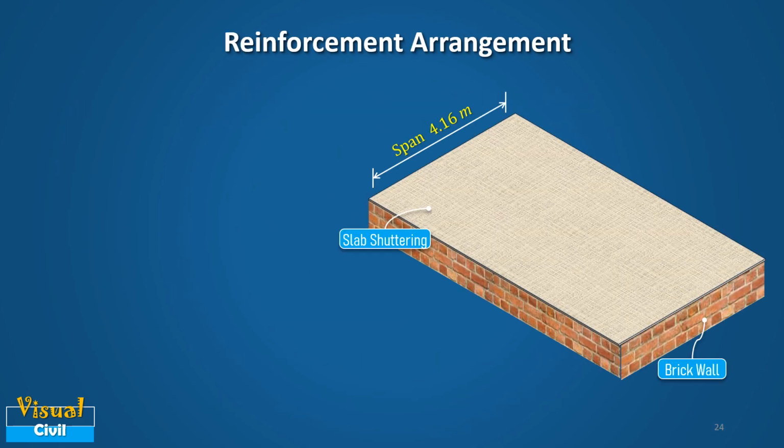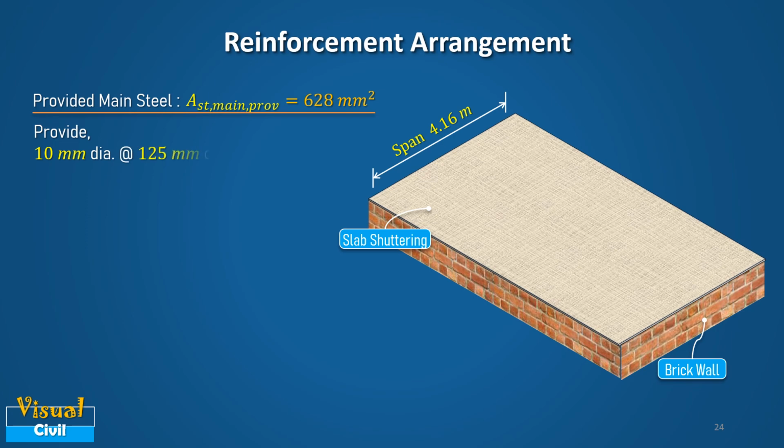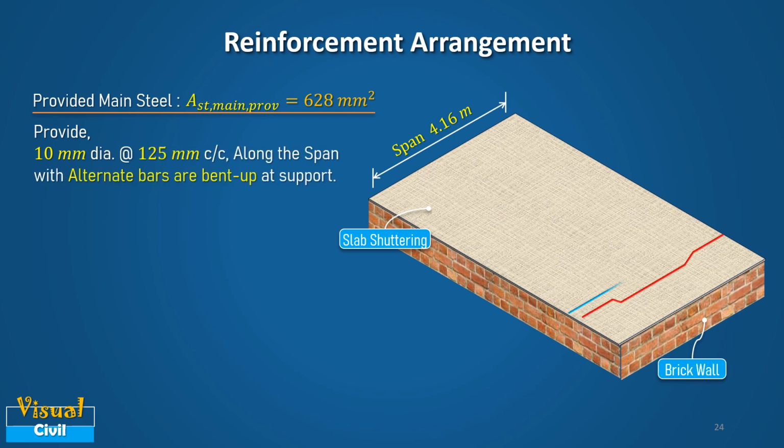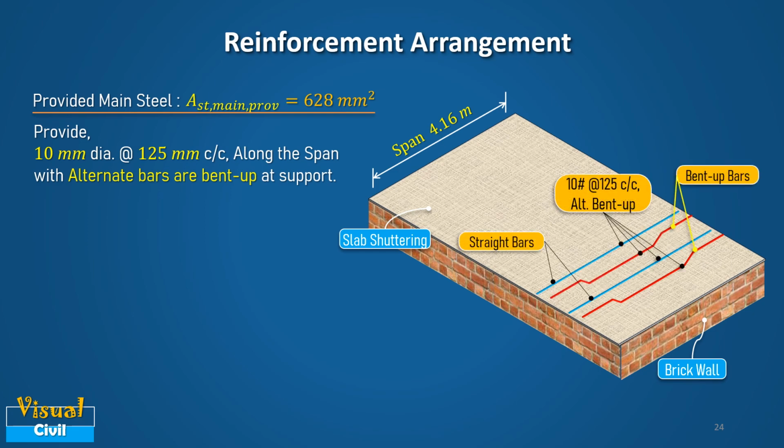Now, let us try to understand the reinforcement bar arrangement in 3-dimension figure. Here, the main reinforcement is provided as 10 mm dia at spacing 125 mm center to center along shorter span with the alternate bars bent up at support. Straight bars are provided between 2 consecutive bent up bars. Hence, the spacing of 125 mm center to center is spacing at midspan of all the bars, including bent up and straight bars as shown in figure.